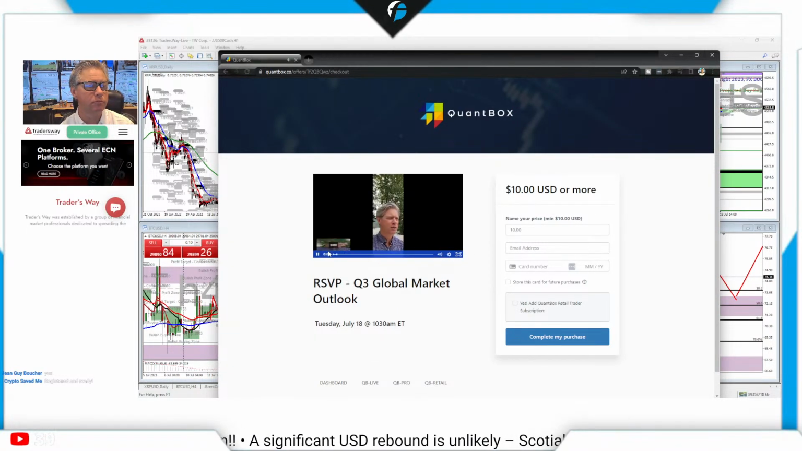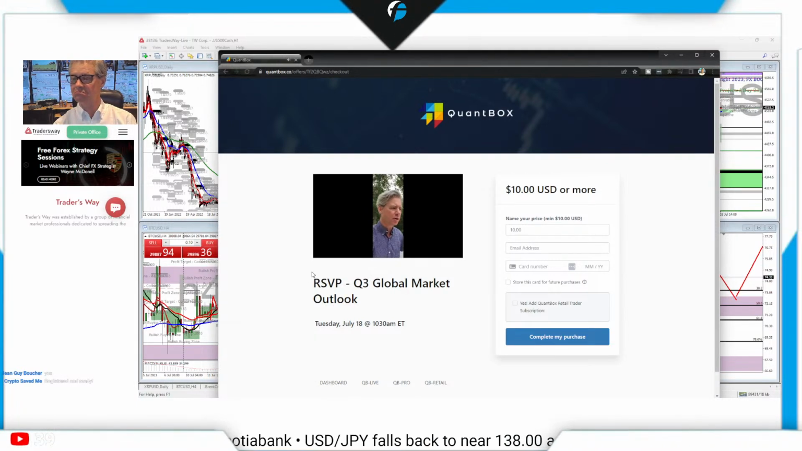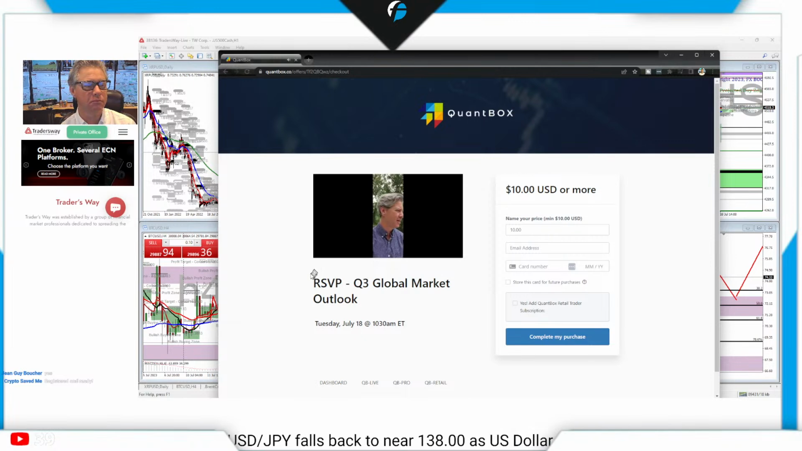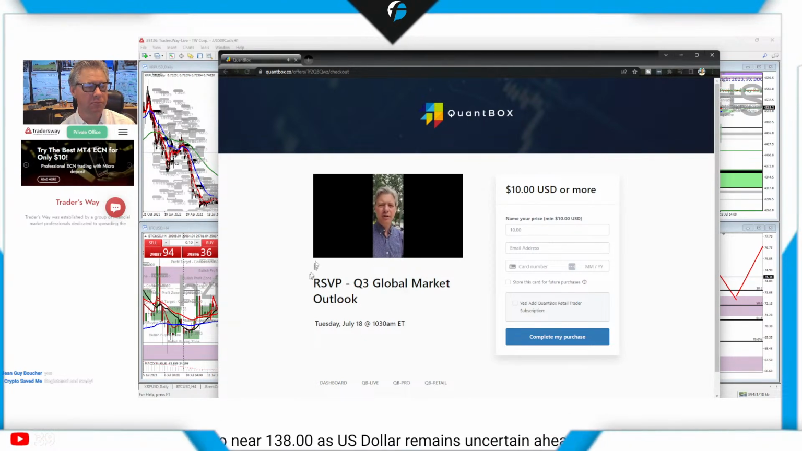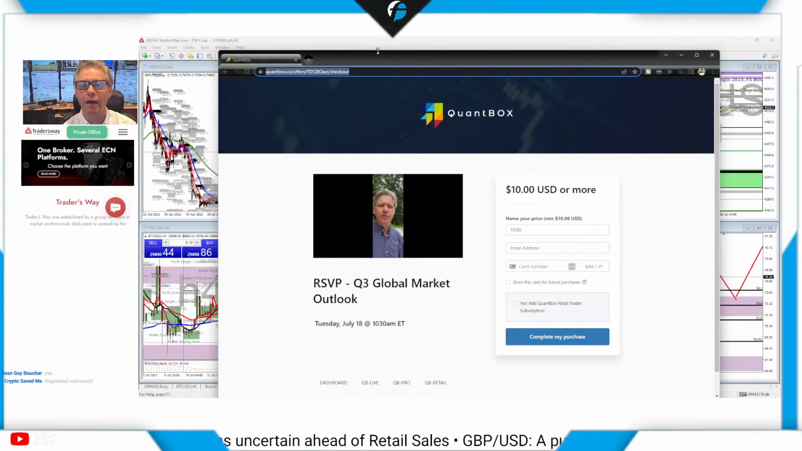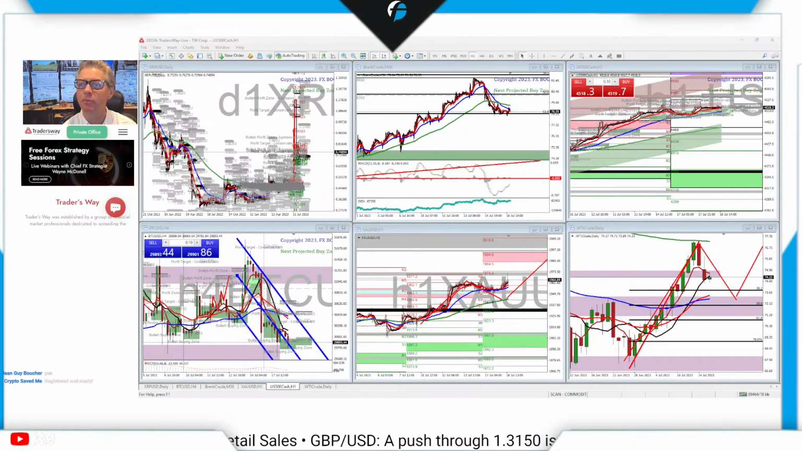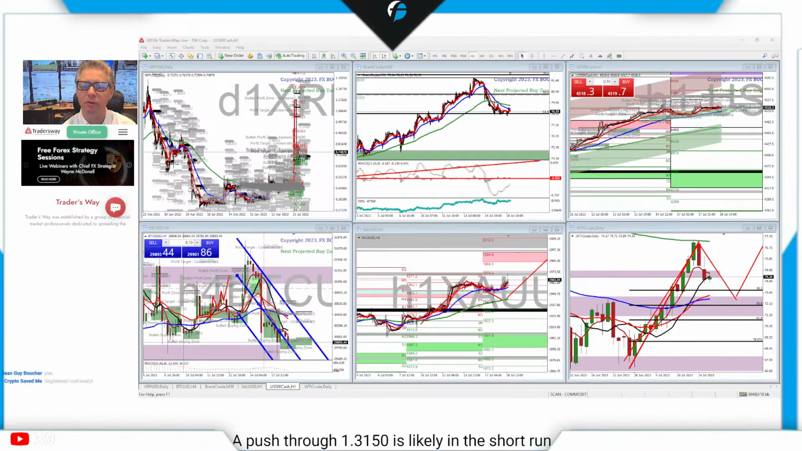Just want to give you an overview of this Q3 outlook that we're going to do on Tuesday. Just like all the other ones, we're going to go through probably 2 or 3 dozen economic charts and reports. I can give you a sneak peek of what it's going to be like, but let me give you that page so you can sign up if you haven't already.